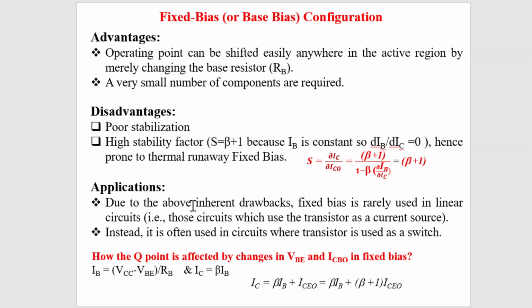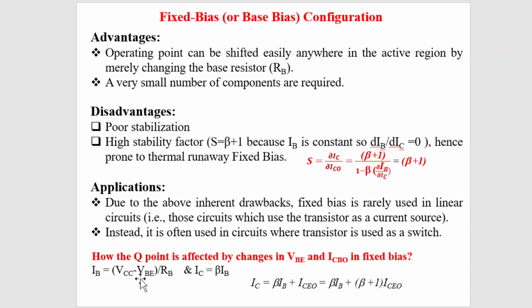Applications: due to the above inherent drawback, because of the poor stabilization, fixed bias is rarely used in linear circuits, those circuits which use the transistor as a current source. Instead it is often used in circuits where the transistor is used as a switch. So this fixed bias configuration is basically used where the transistor is used as a switch, but it is not used as a current source. So these are the applications.